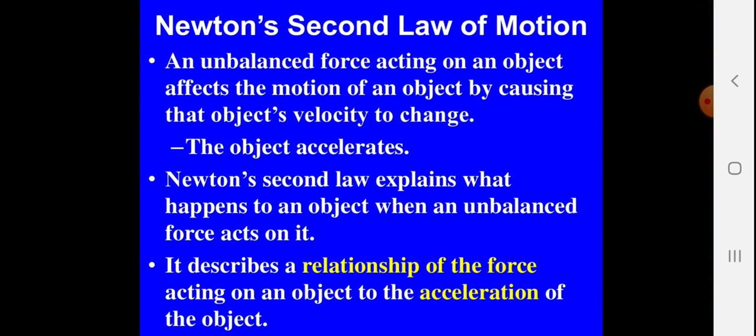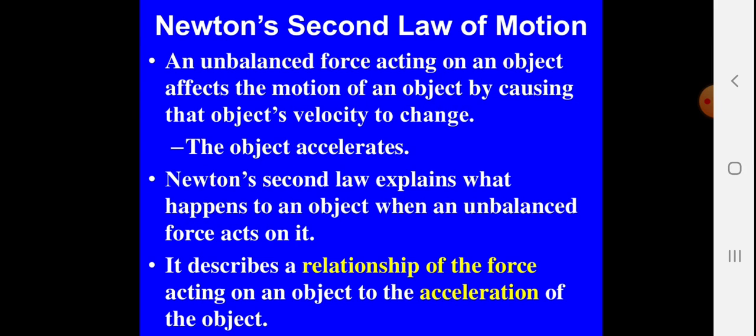Newton's second law of motion. An unbalanced force acting on an object affects the motion of the object by causing the object's velocity to change. The object accelerates. Newton's second law explains what happens to an object when an unbalanced force acts on it. Suppose you are dropping a ball or an object from the third floor or fifth floor. That ball will accelerate and move downwards due to gravity.